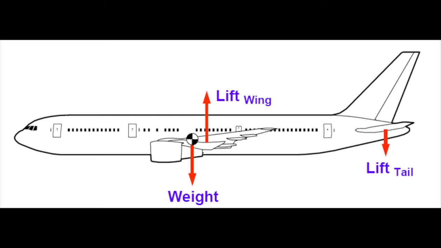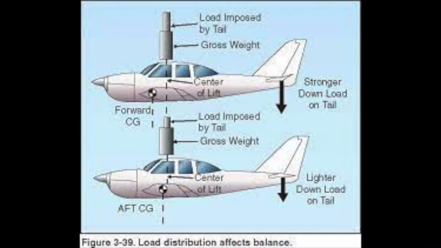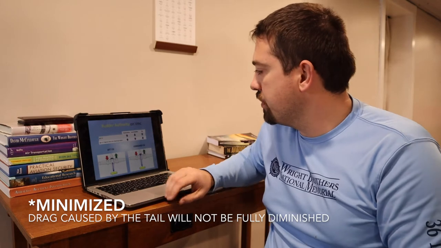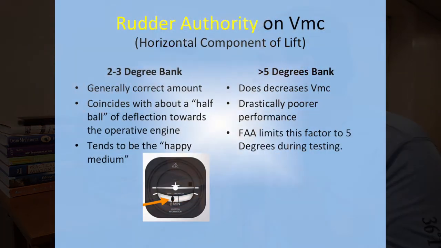Now why is this? Well, if we think about the aircraft as having a center of gravity pulling down, behind it, it will have a center of lift lifting up. And to offset this motion, to keep it from tilting forwards, there will have to be a downward force on the tail to balance the equation. But as we bring the center of gravity aft, closer to the center of lift, that tail portion can get smaller and smaller until it's completely diminished. The other thing that can help is the banking into the operative engine.